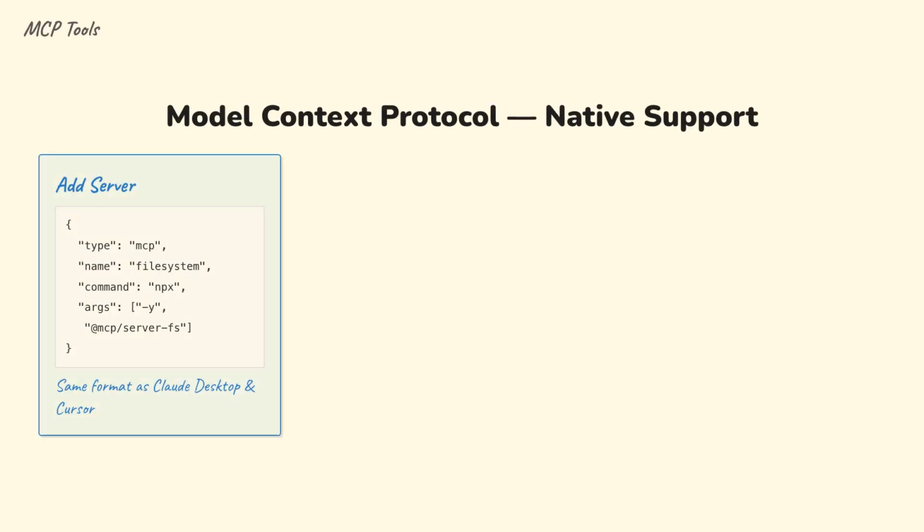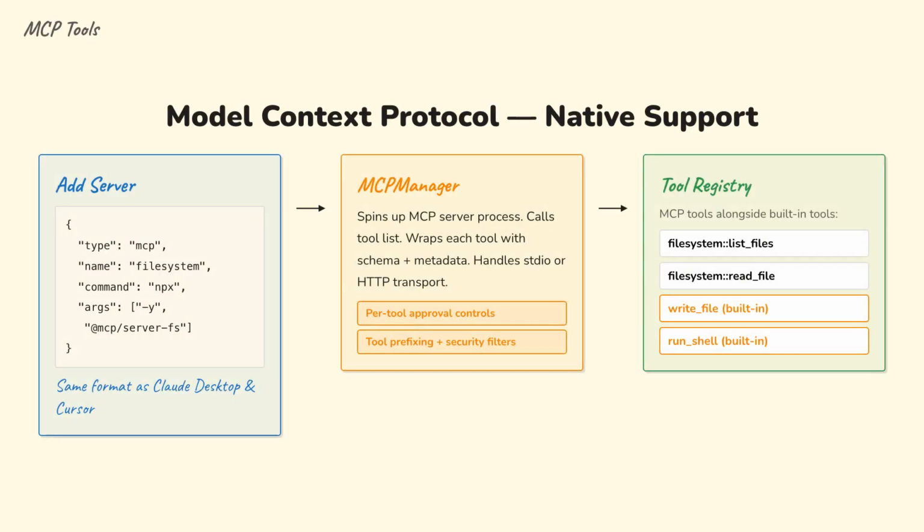OpenCoworker speaks the Model Context Protocol natively. In the GUI, you add MCP servers the same way you'd configure Claude Desktop or Cursor, the same JSON format. Tools from MCP servers carry their own schema and metadata through the tool registry. You get per-tool approval controls and can mix MCP tools with built-in tools in the same agent session.